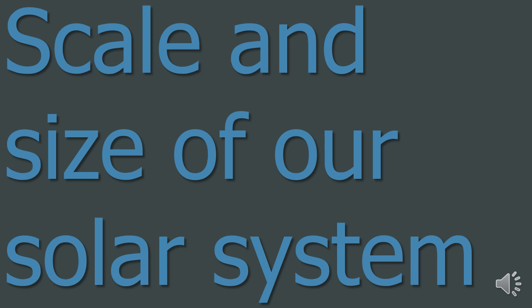2. The scale and size of our solar system. If the Sun was on the left-hand side of the screen and Neptune was on the right, then where would all the other planets be? I will use the unit astronomical unit, shortened to AU here. This is the mean distance from the Earth to the Sun.